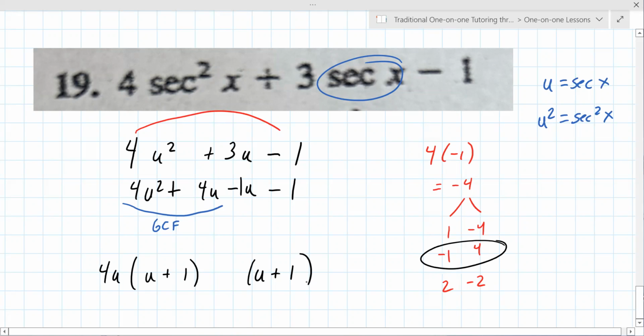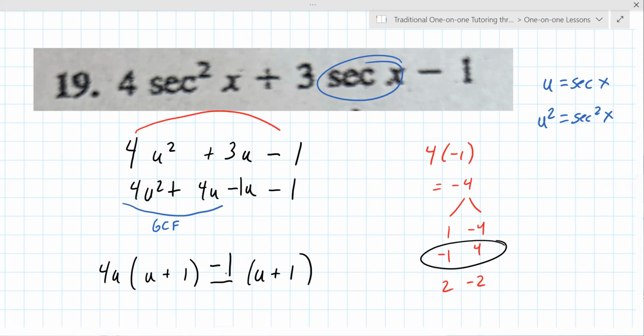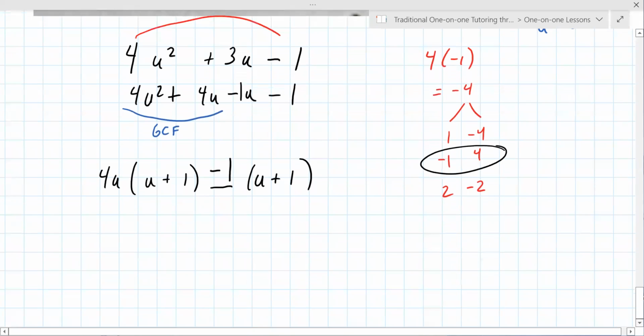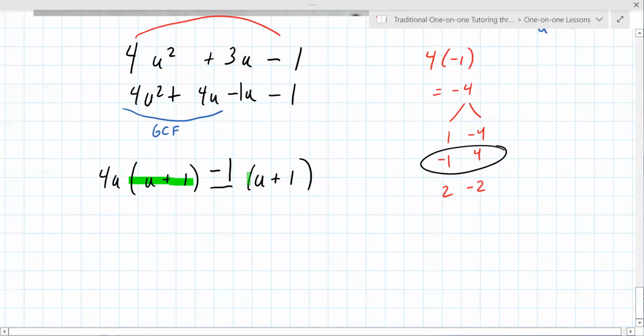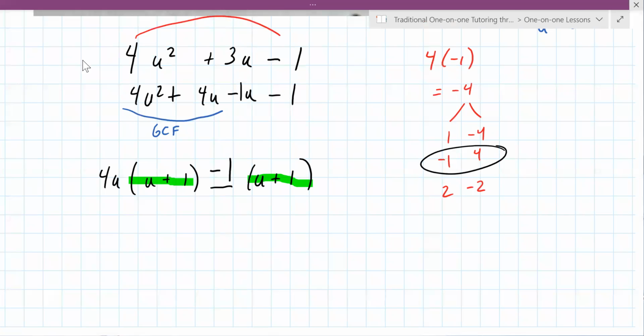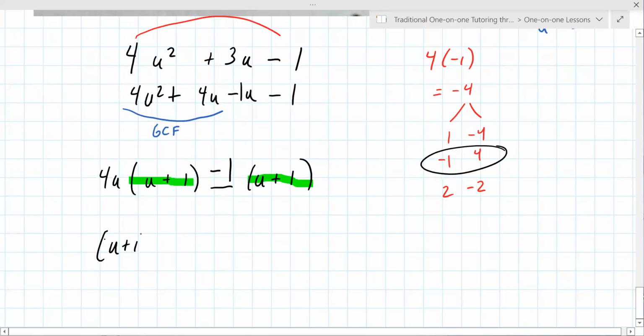And what you really hope for is that you can find a number such that when you multiply it in, you get the previous line. So in this case, that would be -1. -1 times u is -u, -1 times 1 is -1. And then you've got to factor again. It's like double factoring, because this u plus 1 is in both terms. So it becomes u plus 1, 4u minus 1, like that.